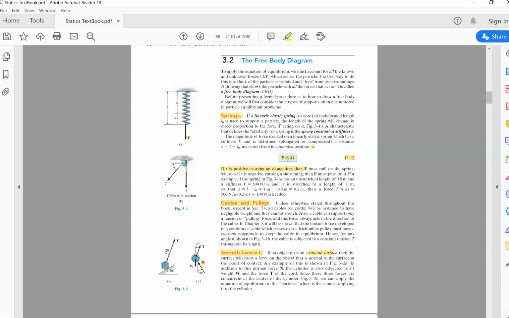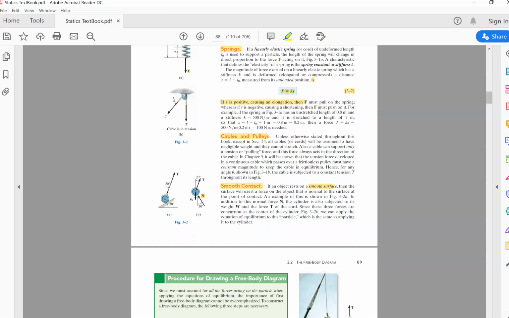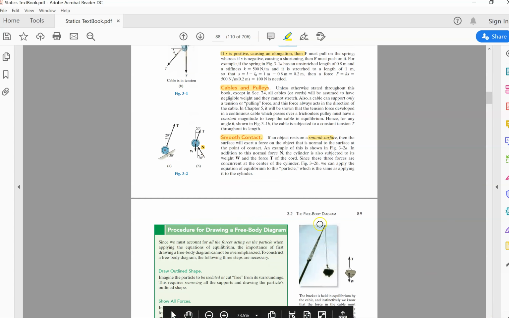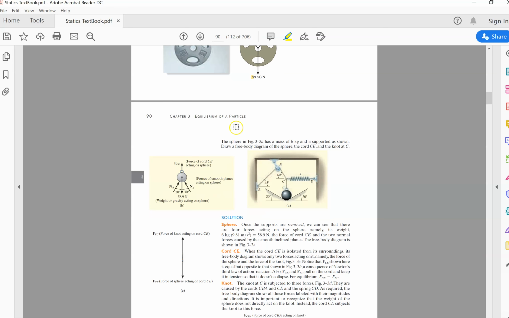Let's move to the example. Let's look at this diagram here. We have a 5 kilogram plate suspended by 2 straps. Can you see A and B? And then we have weight, because they have mentioned 5 kilogram. So how do you draw the free body diagram? We are not in arts class. Simply draw a circle, draw the cables here, TA and TB, and the weight down, 5 times 9.81. That would do. That's drawing the free body diagram.